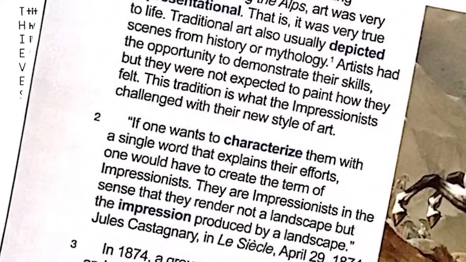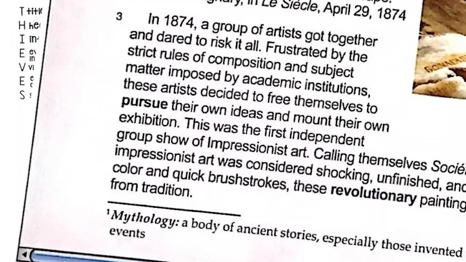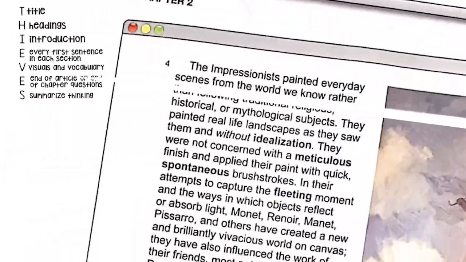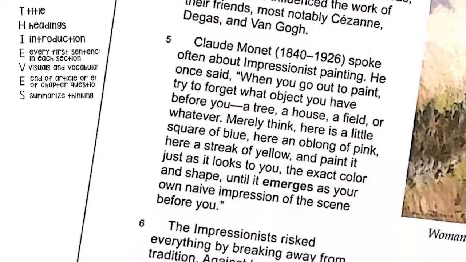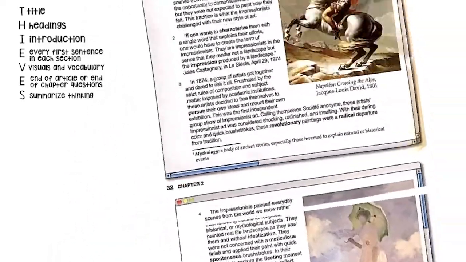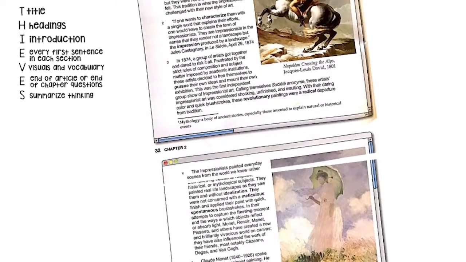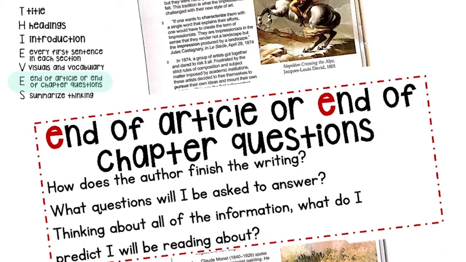Yes, I see some. Characterize, impression, pursue, revolutionary, idealization, spontaneous, emerges. There's not a lot, but those bold words are going to be important. A quick look at visuals and vocabulary. You're not really reading, right? You're just looking at pictures, looking at bold lettered words. Now it's the end of the article. The end of the article might have some questions. The end of the chapter might have some questions. Again, only for textbooks. Well, does this?